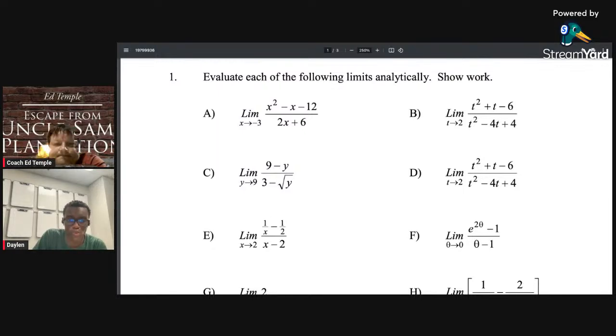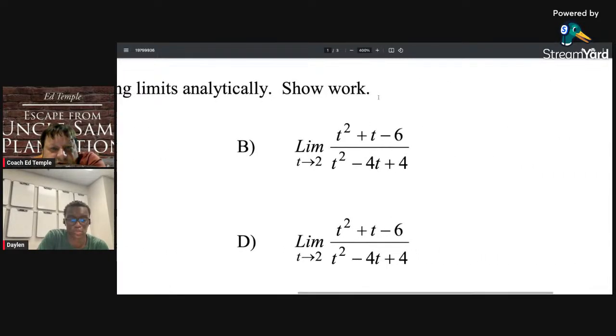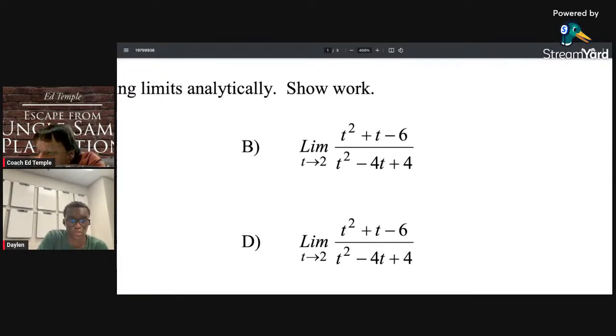Okay. All right, go ahead and zoom in on those problems. We'll see which other ones are maybe like that or different, and maybe have you try one or two of those. Okay, let's try to do letter B. See what happens.